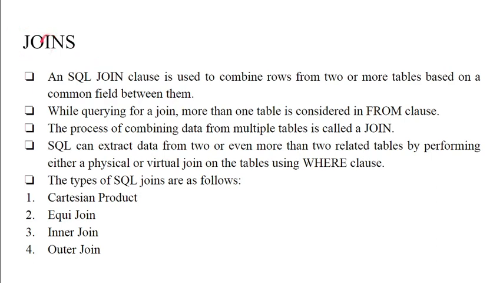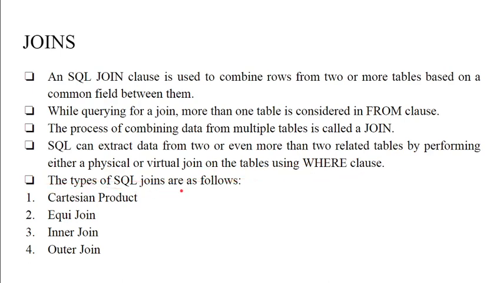Next is joins. An SQL join clause is used to combine rows from two or more tables based on a common field between them. While querying for a join, more than one table is considered in the from clause. The process of combining data from multiple tables is called join. SQL can extract data from two or even more than two related tables by performing either a physical or virtual join on the tables using the where clause.